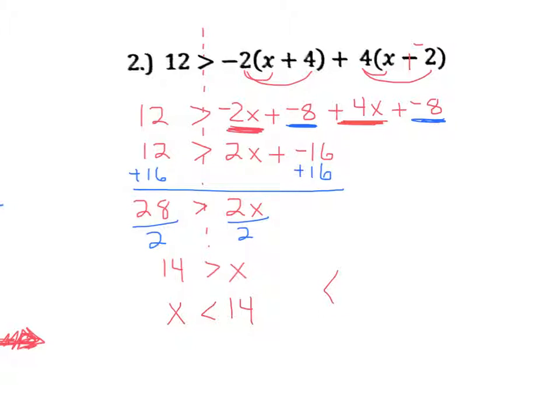All right, quickly let's graph that. 14, counting to the right, 15, 16, because it gets higher. To the left gets lower. Hollow. And then it's pointing to the left. I want x, what I color, to be less than 14. Less than goes to the left. So all of these numbers here, forever and ever, are less than 14.